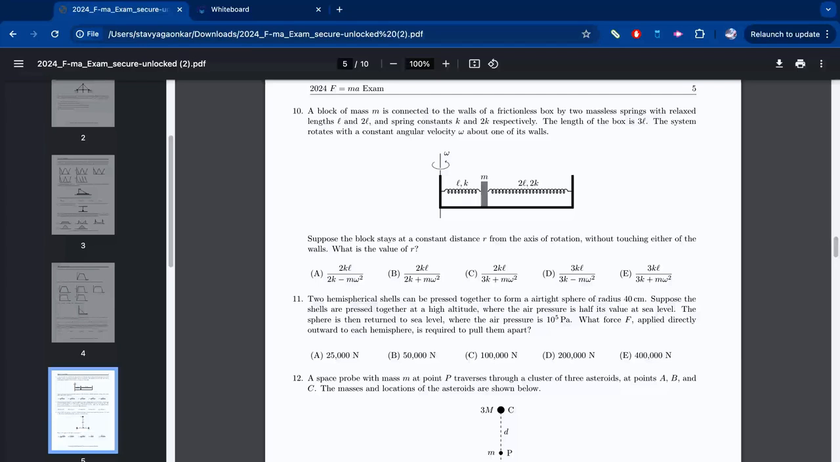So moving on to question number 10. You have a block of mass m that's connected to the walls of a frictionless box by two massless springs. And the whole system is rotating around this axis with constant angular velocity w. Suppose the block stays at a constant distance r from the axis of rotation without touching either of the walls. What is the value of r?